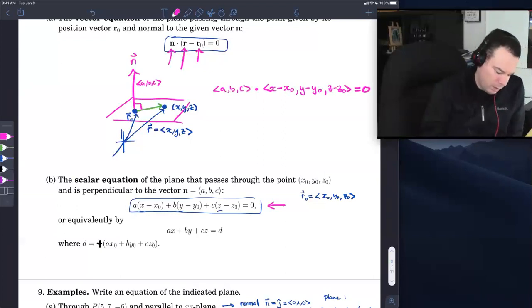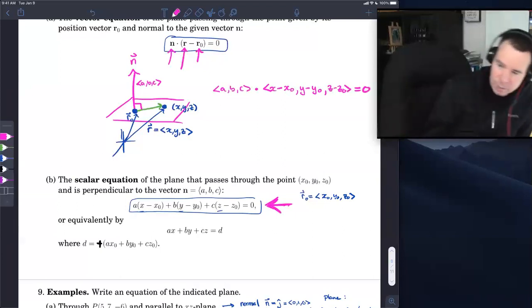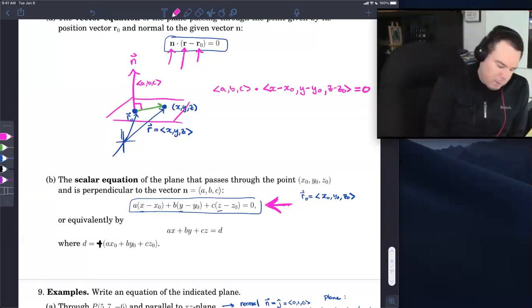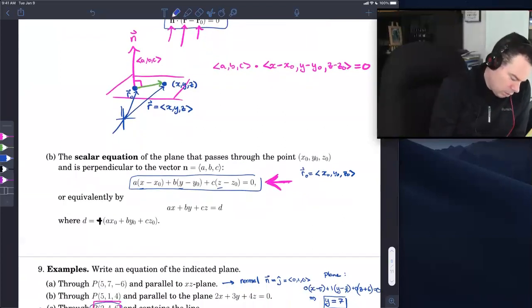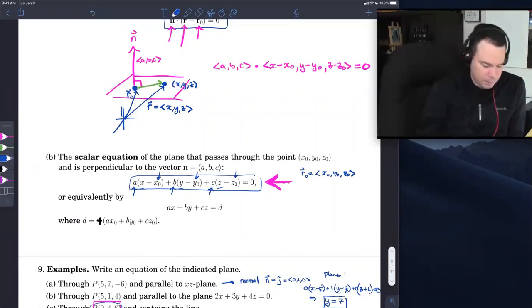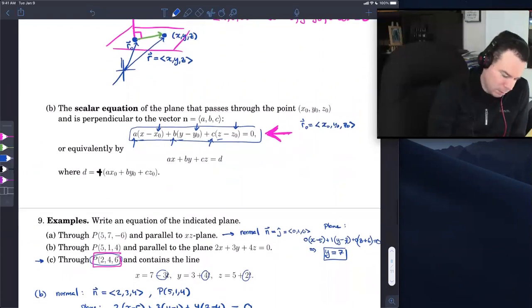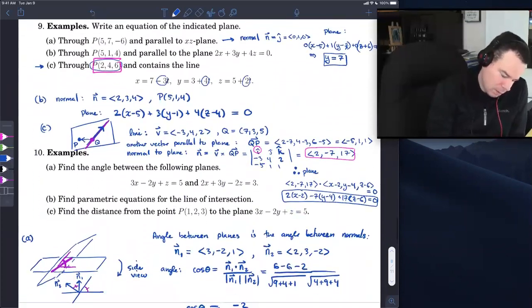And then if we just take the dot product, that's where this expression down here comes from, this expression for the plane. So what that means is, if I'm going to write down the expression for a plane, I just need to know the normal vector, ABC, and some point on the plane, x naught, y naught, z naught. If I know those two bits of information, I can put them into this formula and get the equation of the plane. And that's what I've done down here.